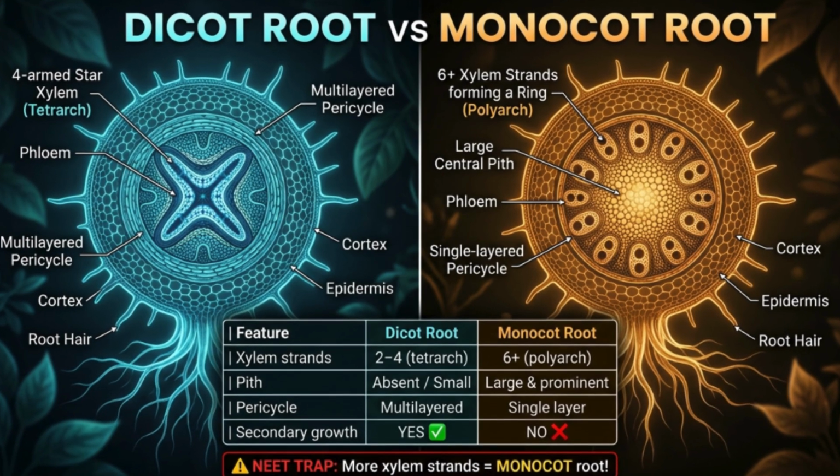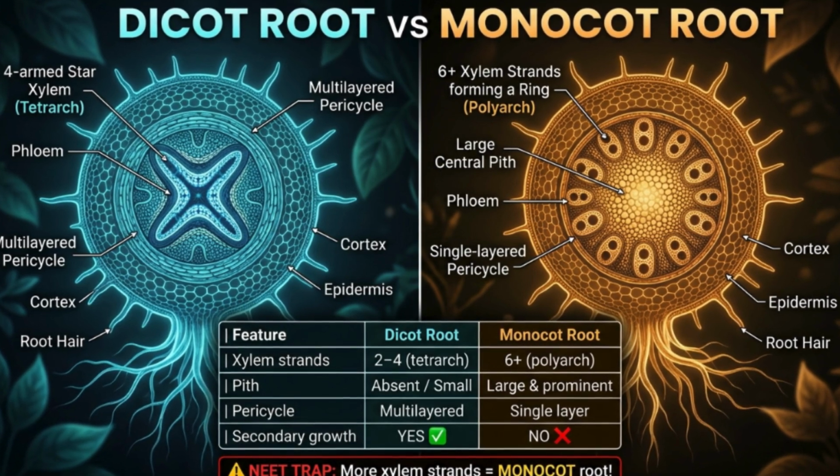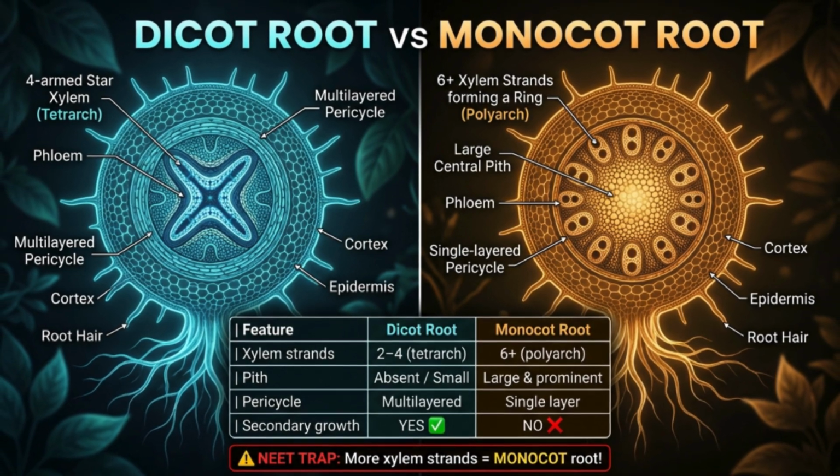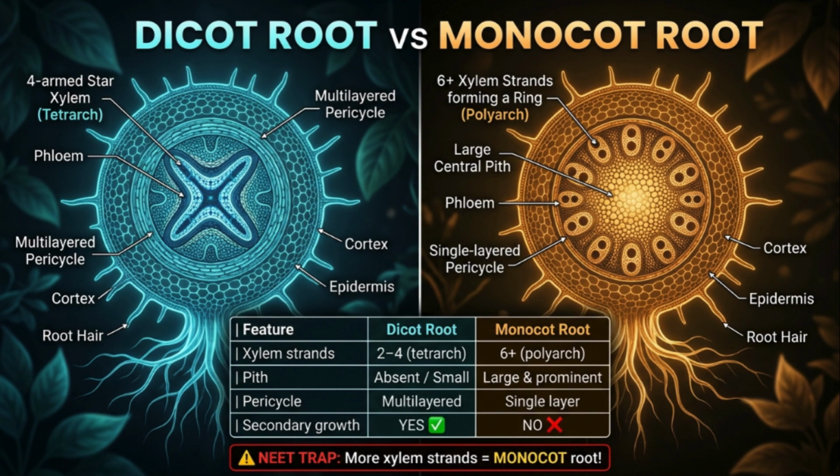Now, dicot root versus monocot root. This comparison is a direct NEET MCQ source, and it has 3 key differences you must know. 1. Xylem strand count. Dicot roots have 2 to 4 xylem strands, diarch, triarch, tetrarch. Monocot roots have 6 or more. This is called polyarch. If a question shows you many xylem strands, think monocot.